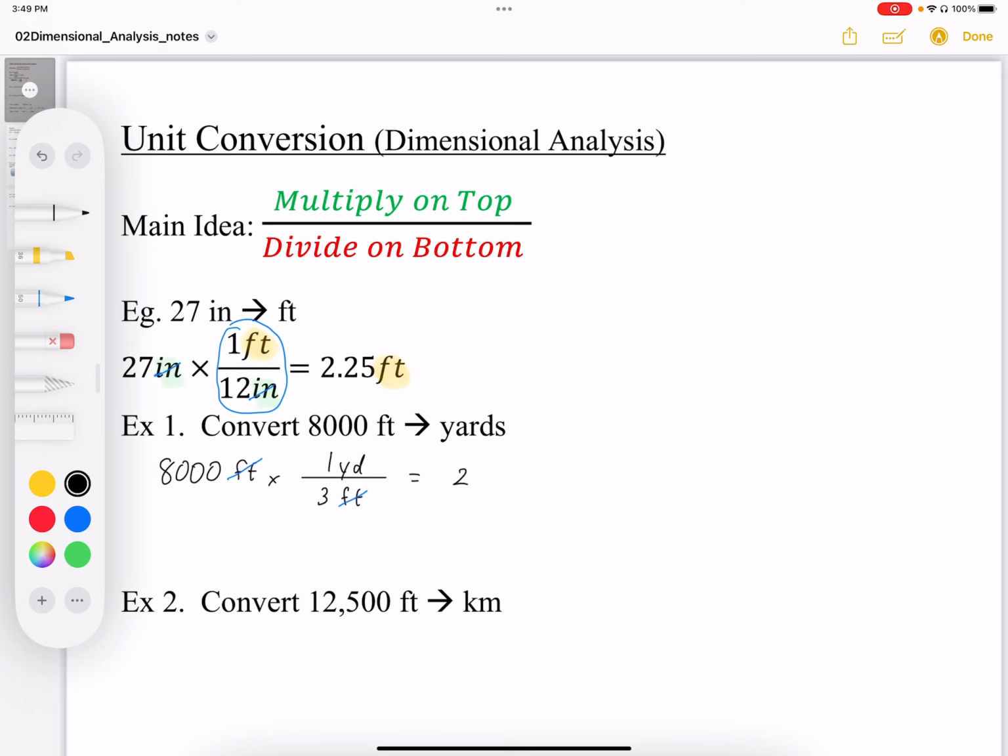That gives me 2,666.6 repeating. I'm just going to round that to 7. And again, I want you to make note that the yards don't cancel out, so my final units are going to end up being yards. Okay, so then my answer is in yards, and that's what I wanted, feet to yards.